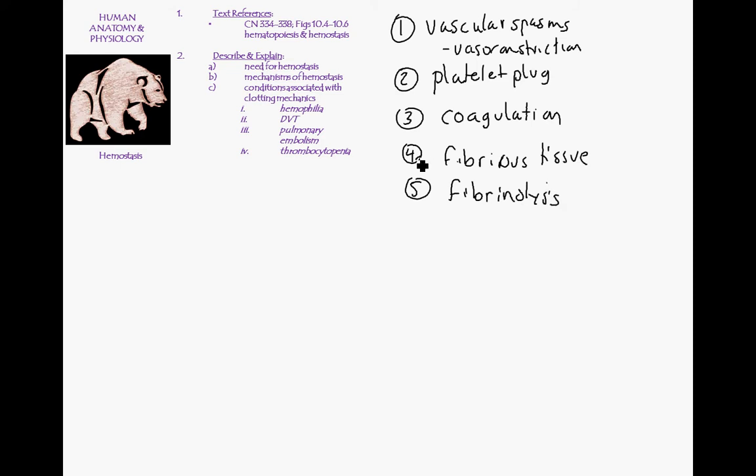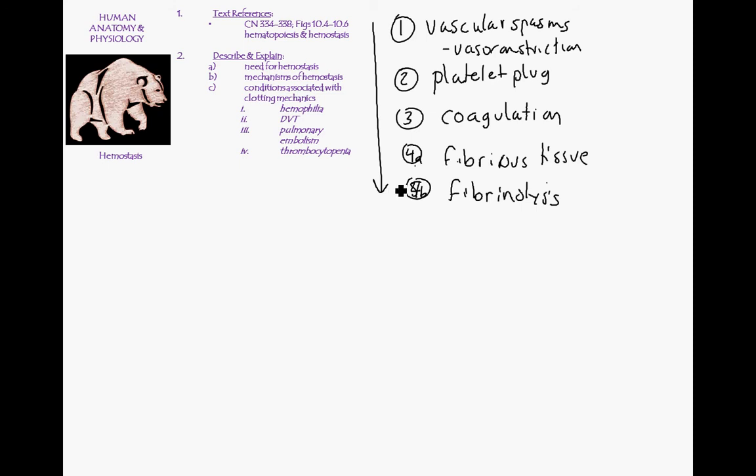You can kind of think of this as 4A and 4B instead of 5 different things, because these things are pretty closely linked together here. So vascular spasms, platelet plug, coagulation, fibrous tissue followed by fibrinolysis. This is happening when you rupture a blood vessel, when blood vessels break for some reason.